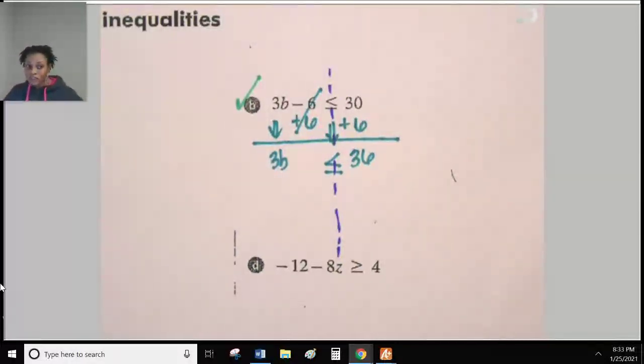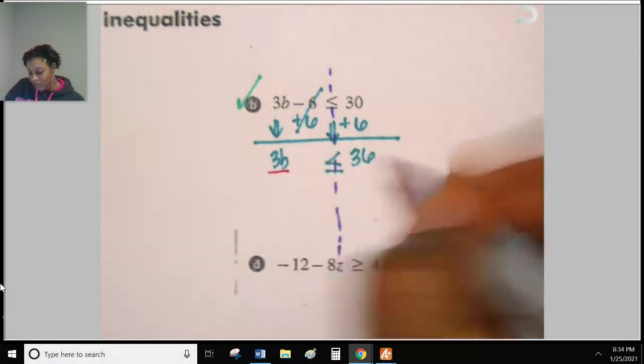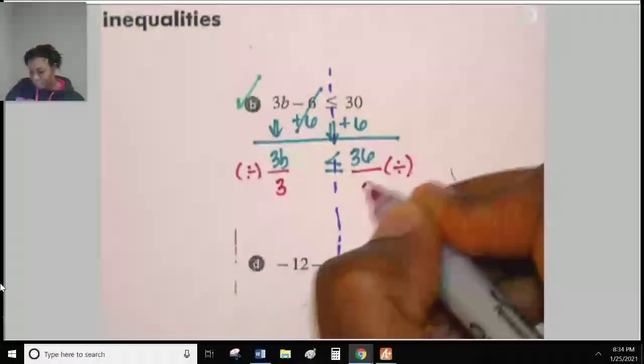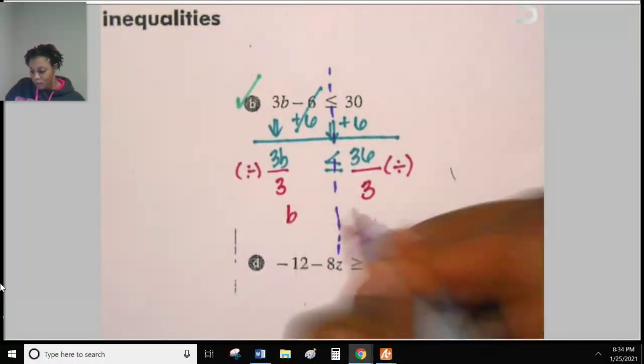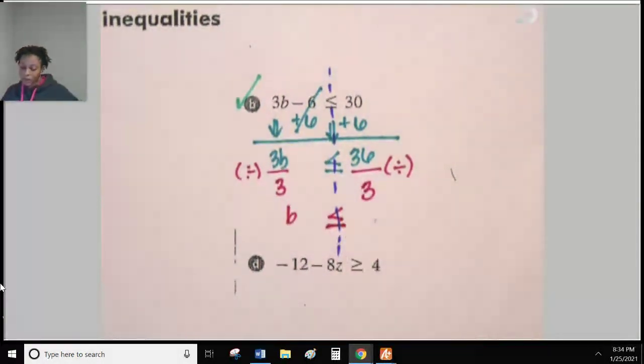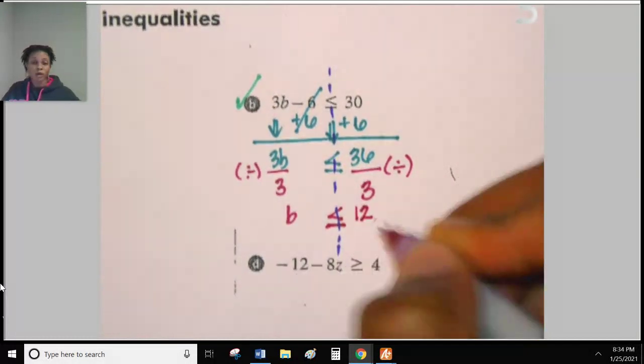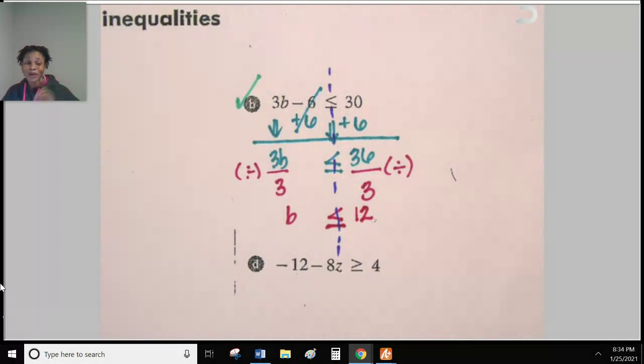The opposite of multiplication is division. So we're going to divide that 3 away. Remember, B wants to be alone. So you're going to get B alone by doing the opposite of multiplication, which is division. So I'm going to divide both sides by 3. 3 divided by 3 is B. Bring down my inequality symbol. And 36 divided by 3 is going to give me 12. So B has to be less than or equal to 12, okay? The value of B has to be a number that's less than 12, or B can be equal to 12.